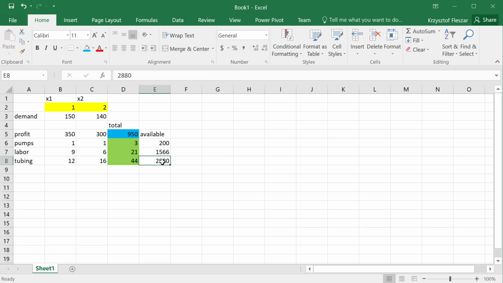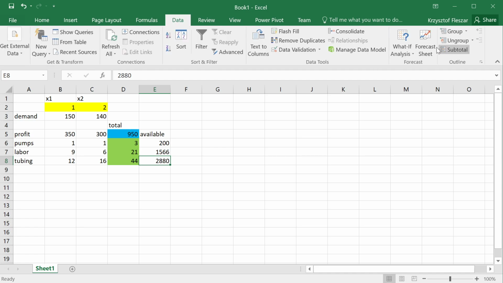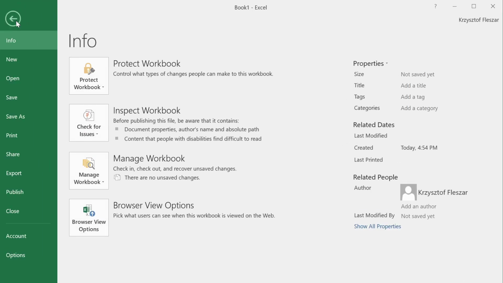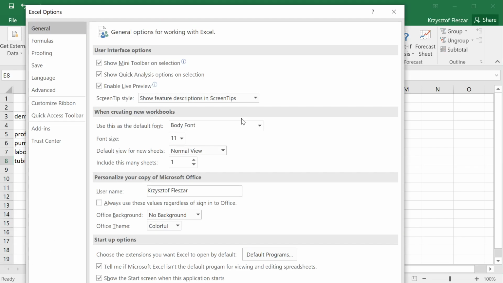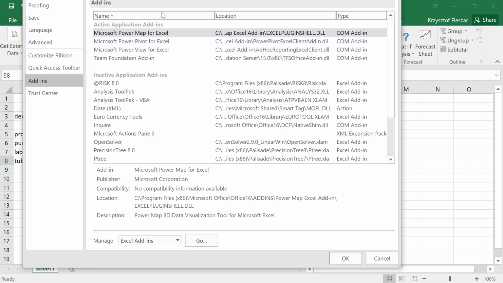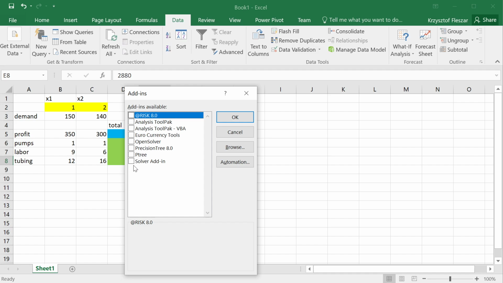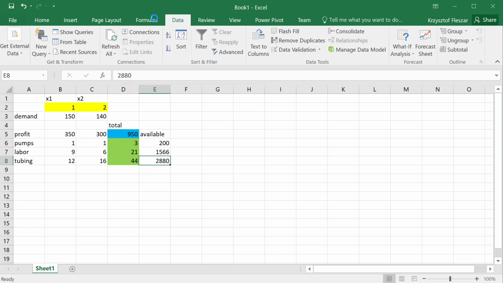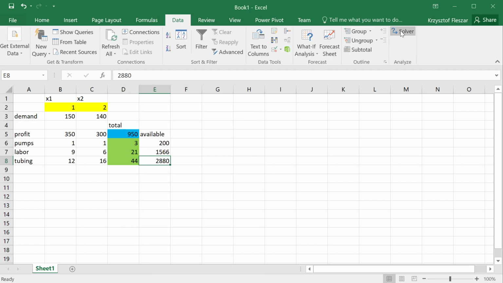Now, if you want to optimize this in Excel, there is an Excel add-in, but it's normally available under Data, except that it has to be enabled. To enable it, you have to go to File, Options, then find Add-ins here on the left, then click Go here, and then enable Solver add-in. When you do this, in the Data tab, you will see Solver appearing here to the right.